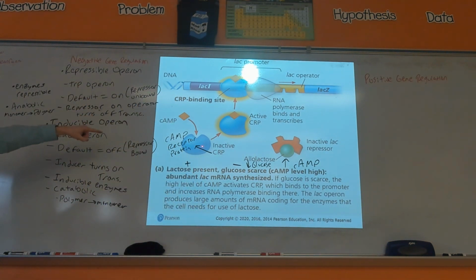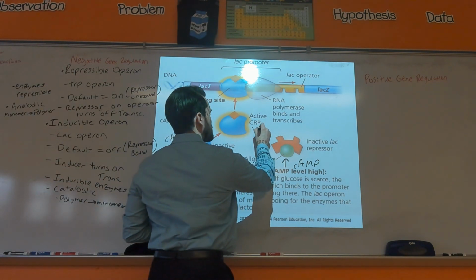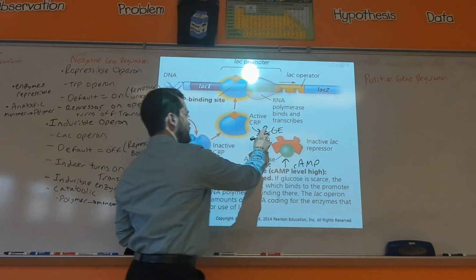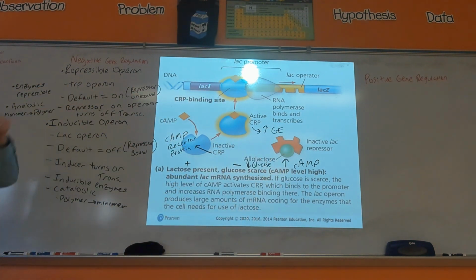cAMP binds to CRP. When CRP is active, this will promote gene expression of the enzymes for lactose. That's why we call it positive gene regulation. Negative gene regulation can be a little bit harder to understand, because all we do is turn down the regulation. But here it's positive gene regulation because we're actually promoting gene expression.